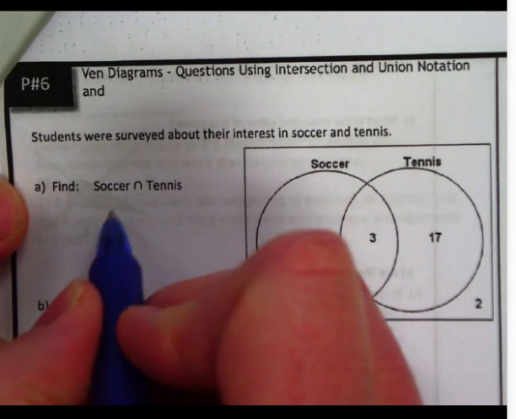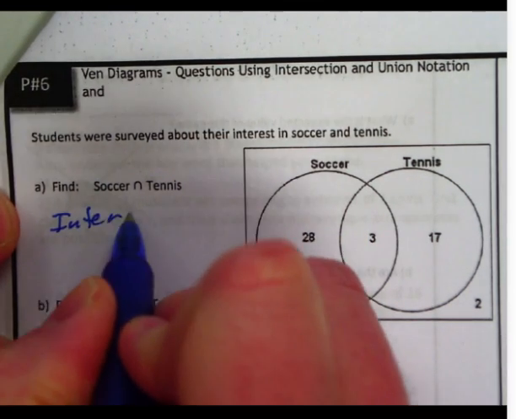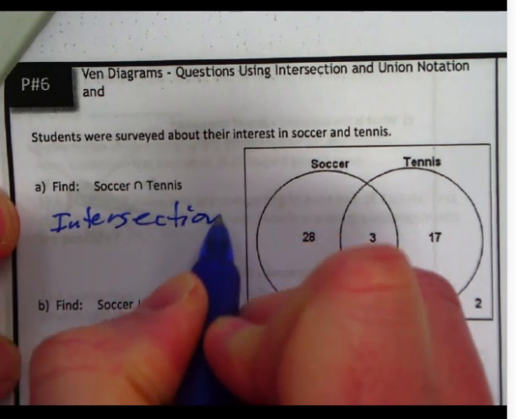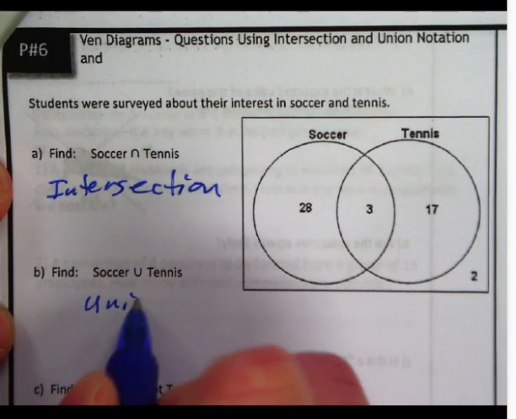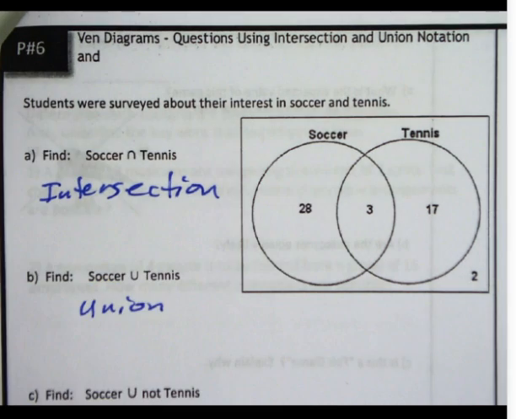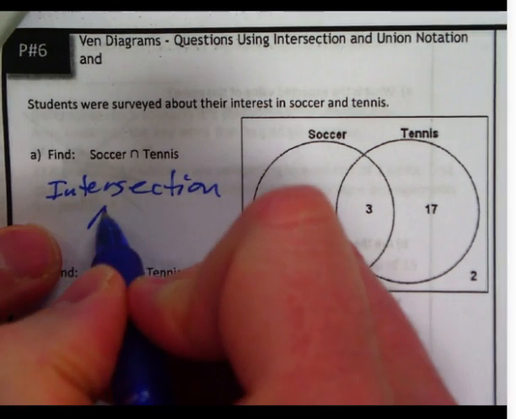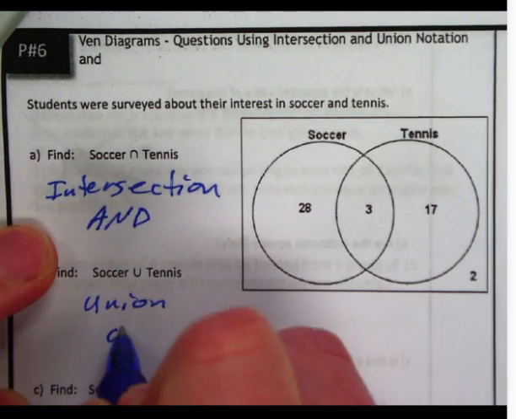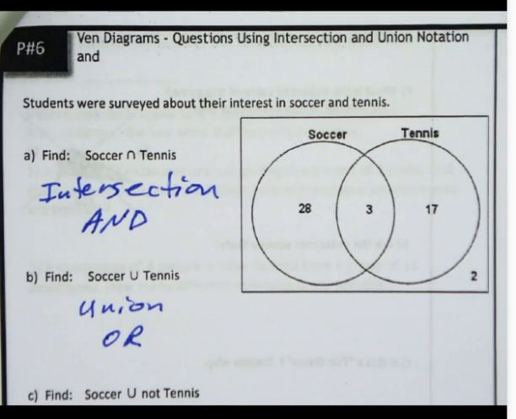So this word right here is intersection. Where do they intersect? What do they have in common? This one, the word is union. Union is putting things together, so you pour everything together and you get the union. Now these are associated also with the words and, and this is associated with the word or. I like to think of them as cap and cup.